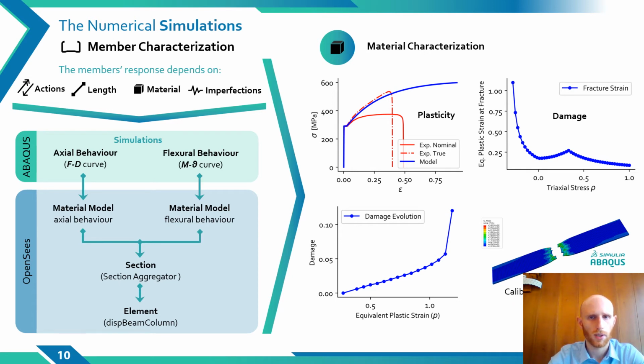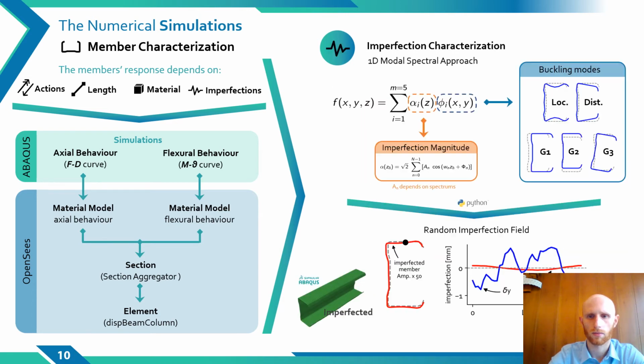As to the material, this was characterized by a hardening and damage calibrated on experimental tests performed on several material components. Finally, the imperfections were simulated through a monodimensional spectral approach capable of generating a random imperfection field at every analysis. In this way, the random nature of this phenomenon was captured.